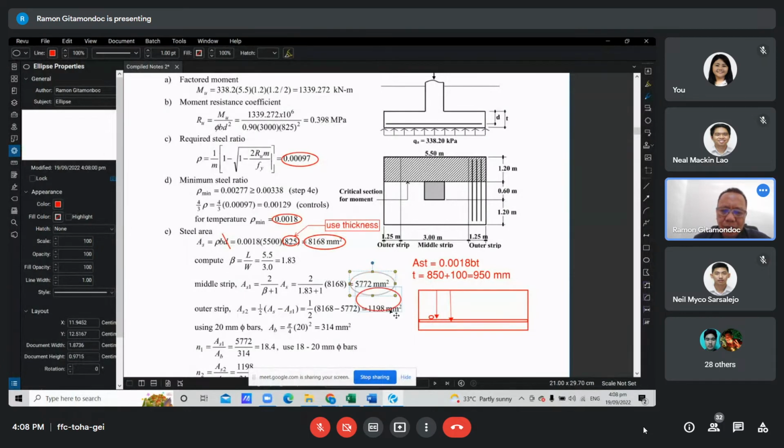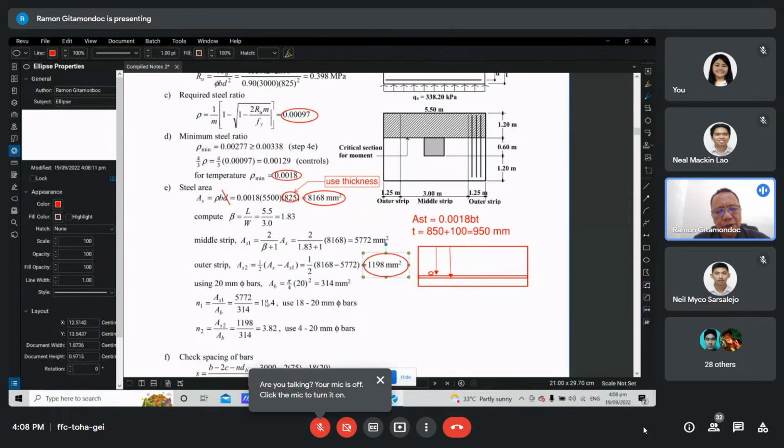Next we select the bar diameter. In this case, we just choose 20 mm diameter. This is the area of the bar, and we compute the required number of bars for the middle strip and for each of the outer strips. So for the middle strip, 18. Here 3.82 we round off to 4, and 18.4 we can round to 19.